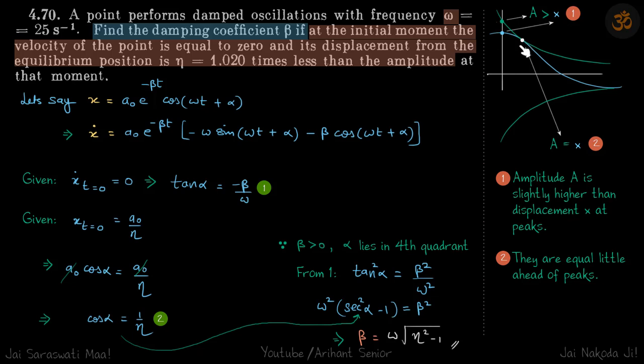So that's the interesting thing in damped oscillations, that peak value is always less than amplitude. And the displacement and amplitude become equal a little bit ahead of the peak. So here the slopes of both the curves will be the same. Here a is greater than x and here a is equal to x. So let's write that also. At point 1, that is the peak, amplitude a is slightly higher than displacement x at peak. And at this point, they are equal, a little ahead of the peak. So quite interesting, we should know this.